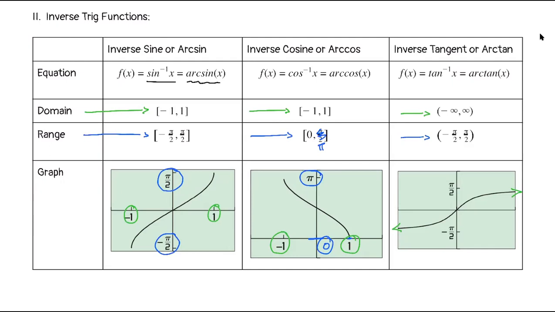I think that's valid. I think what I was trying to say, though, is why does this one have brackets and why does this one have parentheses? What does the difference between brackets and parentheses mean for us again?